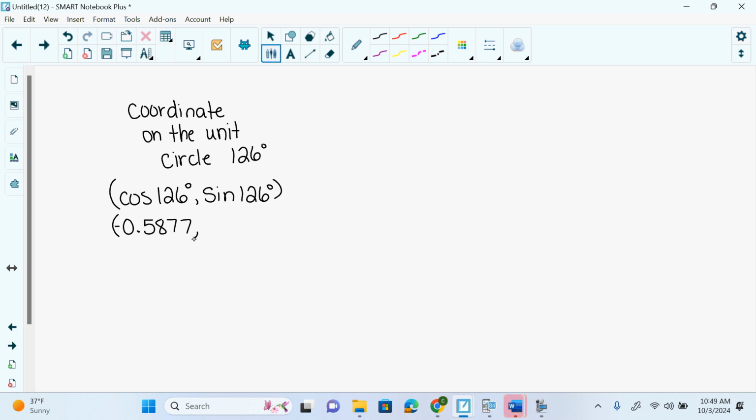Why is it negative? 90's here, 180's here, 126 somewhere in there. What's in quadrant 2? X is negative, y is positive, right? So I know my cos is going to come out as a negative. I know my sine is going to come out as a positive, and what is it? 0.809, blah, blah, blah. Right? Does that make sense?